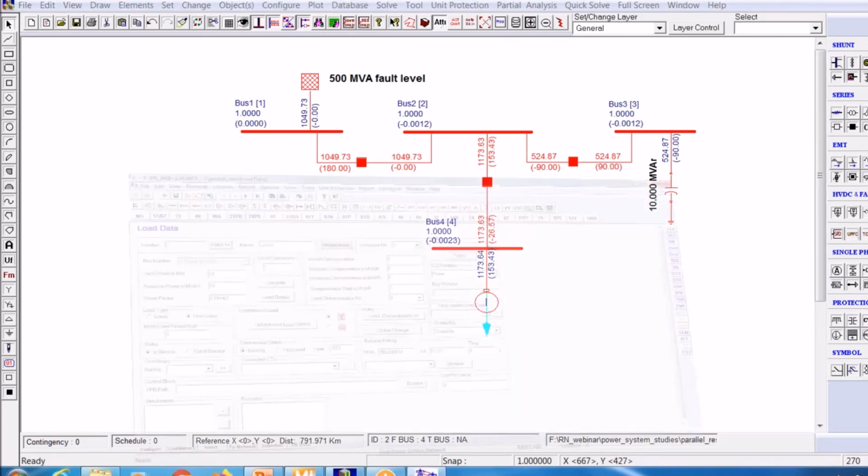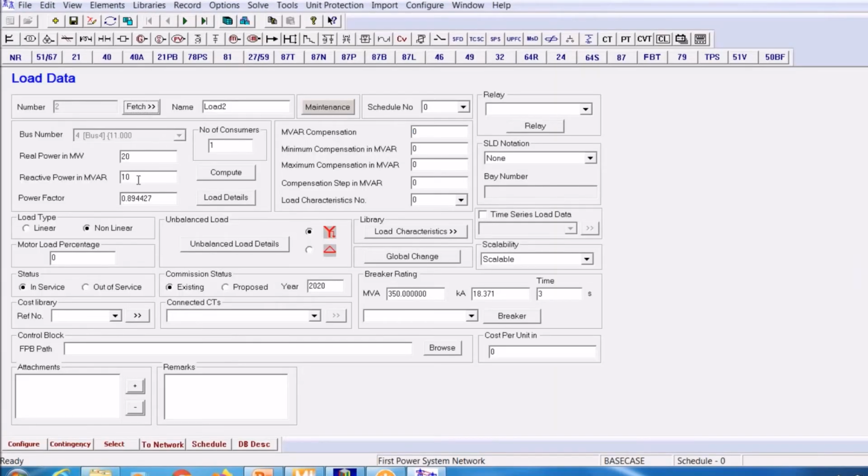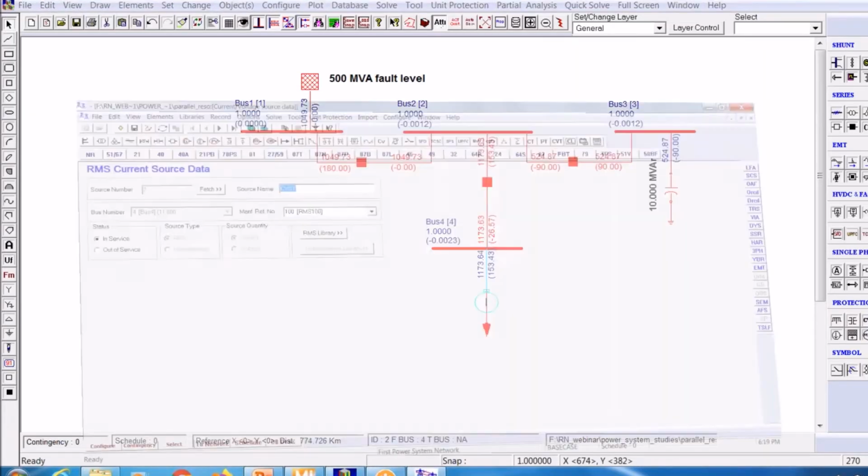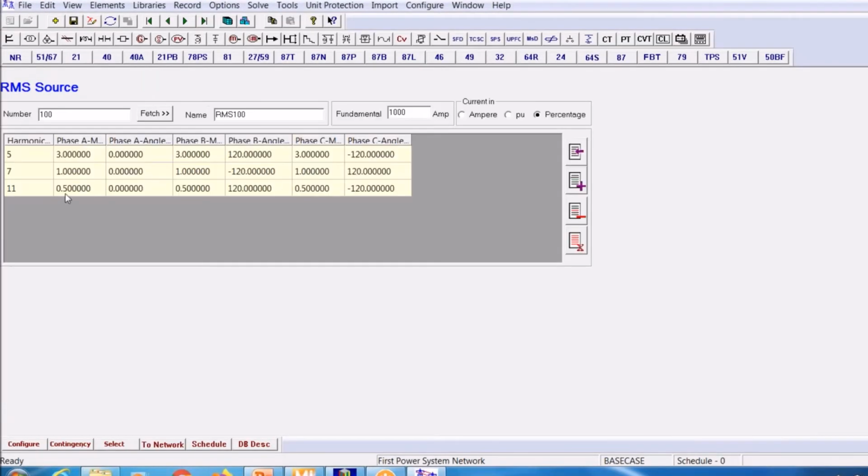You can see here, this is a 20 megawatt, 10 MVA nonlinear load. This nonlinear load is injecting the 5th, 7th, and 11th harmonic currents. Fundamental current is 1000 ampere. The percentages are: 5th is 3%, 7th is 1%, 11th is 0.5%.